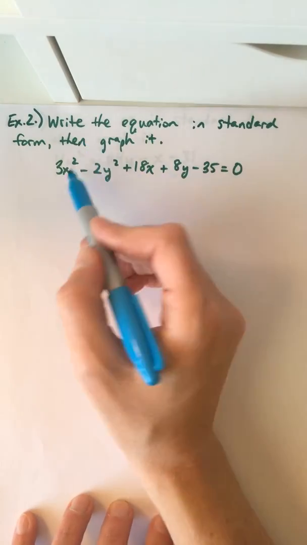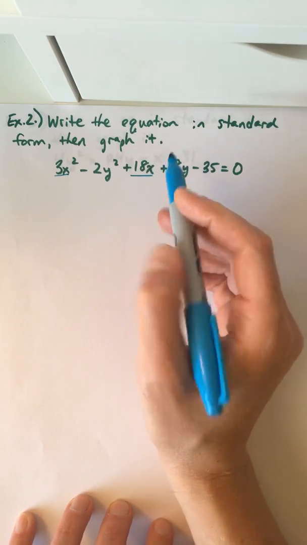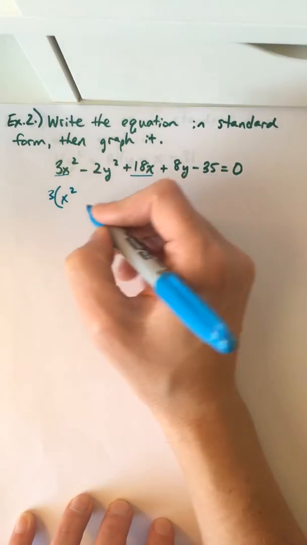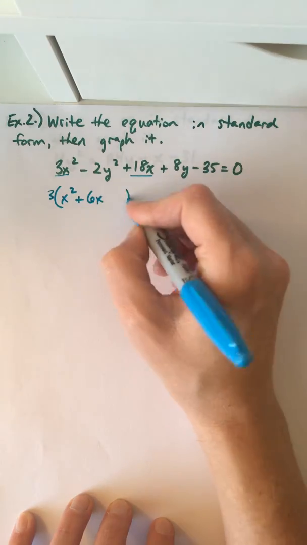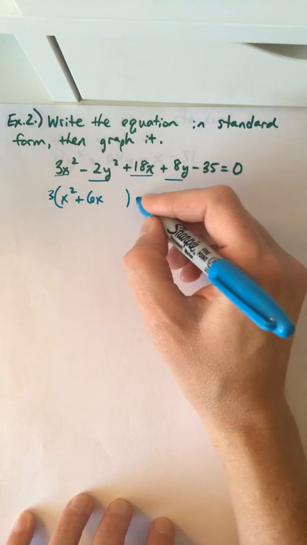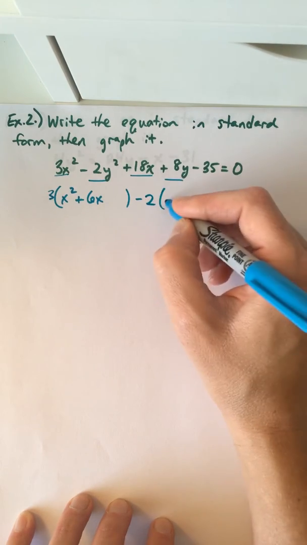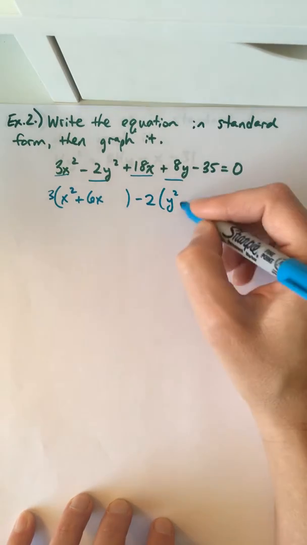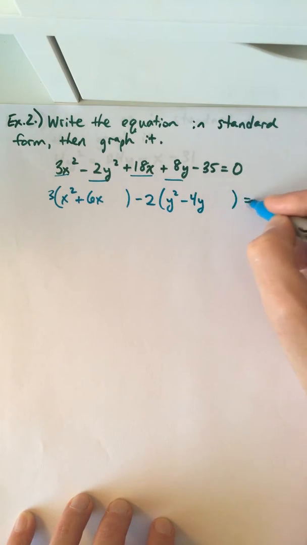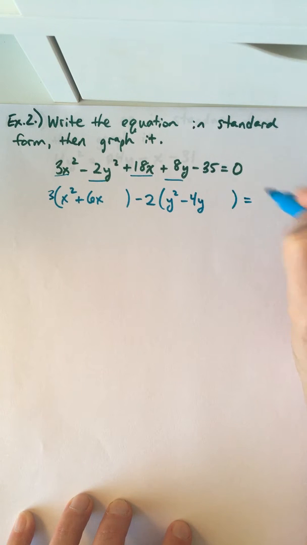First, we're going to group together the x squared terms, the 3x squared and the 18x, and we can factor out a 3. That leaves us with x squared plus 6x, and I'm going to leave a space. Next, I'm going to group together the y terms, and I'm going to factor out a negative 2. I have y squared, and then minus 4y, and I'm going to leave a space. The constant term, negative 35, I'm going to move to the other side, so it becomes positive 35 over there.